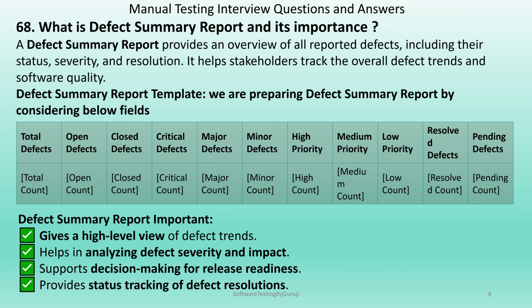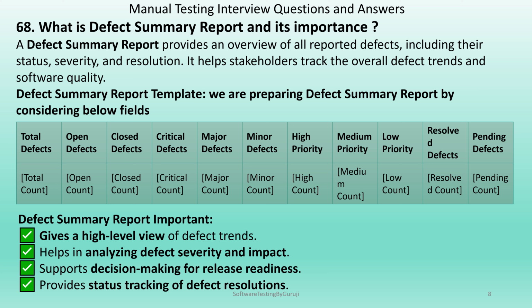Next question is, what is the defect summary report and its importance? A defect summary report provides an overview of all reported defects, including their status, severity, and resolution. It helps stakeholders track the overall defect trends and software quality.